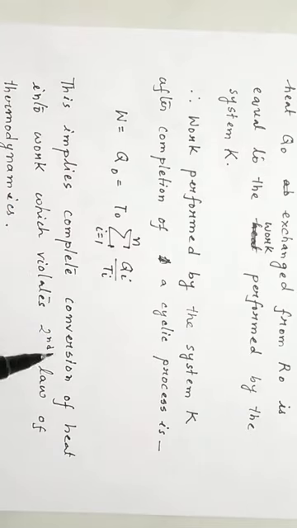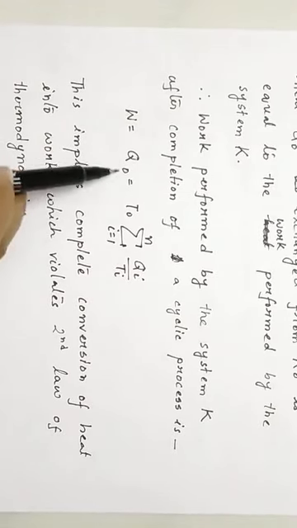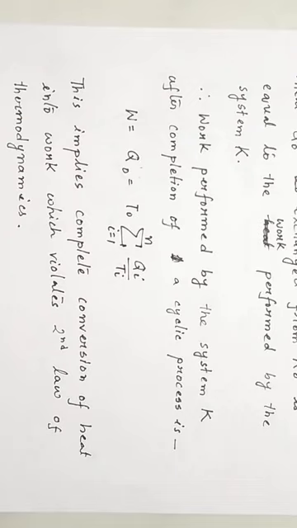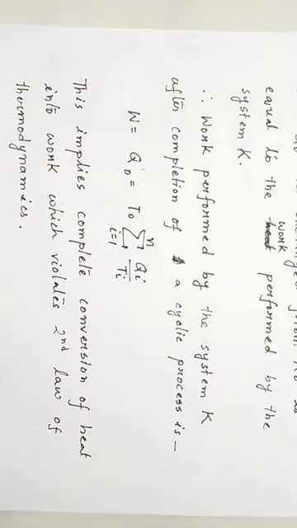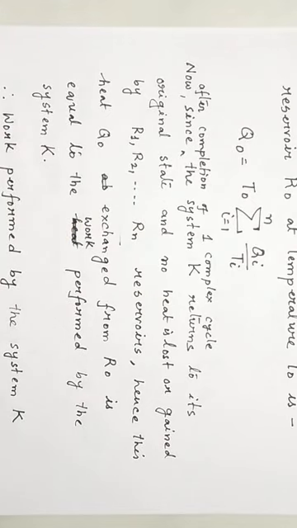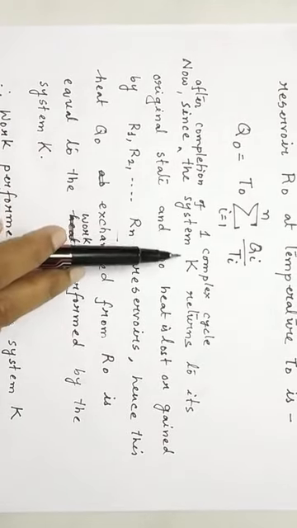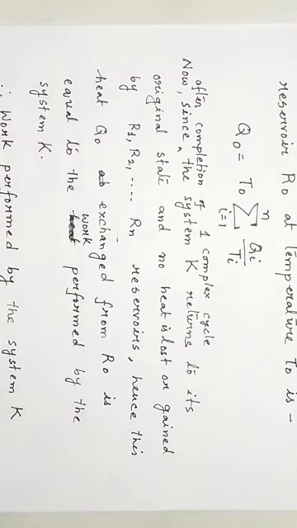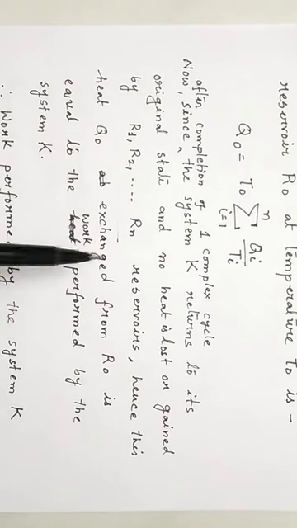So this indicates a complete conversion of heat into work. Q0 amount of heat is completely converted to work by a system K without any rejection of heat and without any permanent thermodynamic change in this system. Because here you see, we have said that after completion of one complex cycle, the system K returns to its original state and no amount of heat is rejected, or any other kind of exchange of heat, and there is no other thermodynamic change.